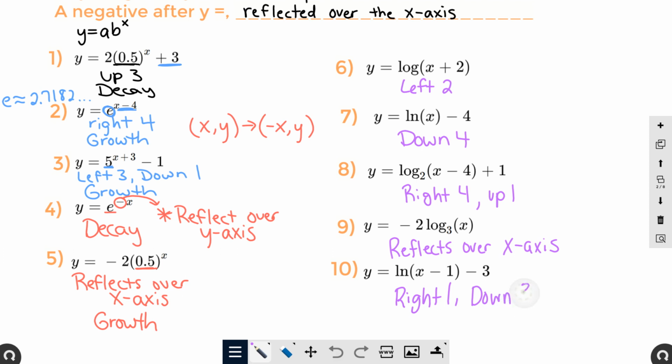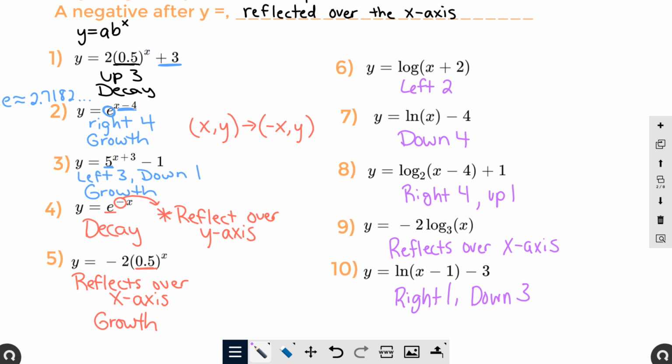And down 3. Somebody asked in the other class, what about the vertical stretch and compression? Remember how we talked about vertical stretch, vertical compression, or horizontal stretch? We are not going to worry about that with these problems.